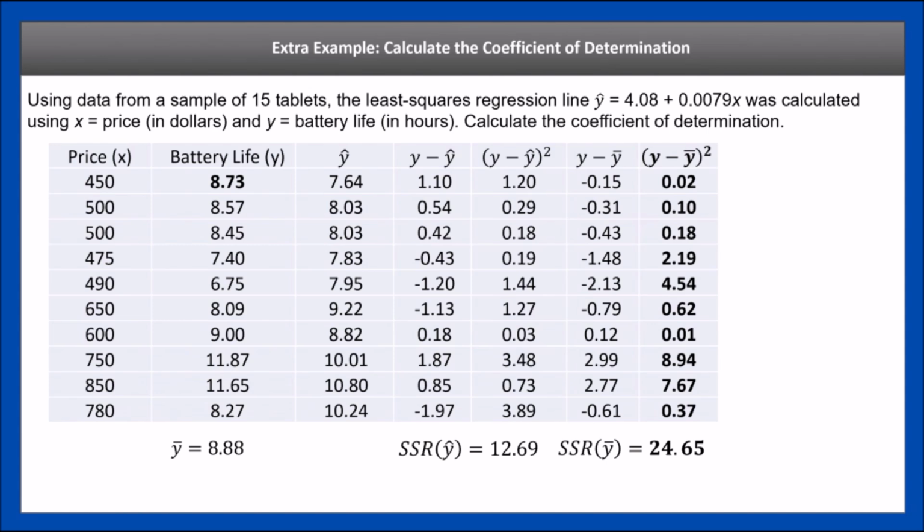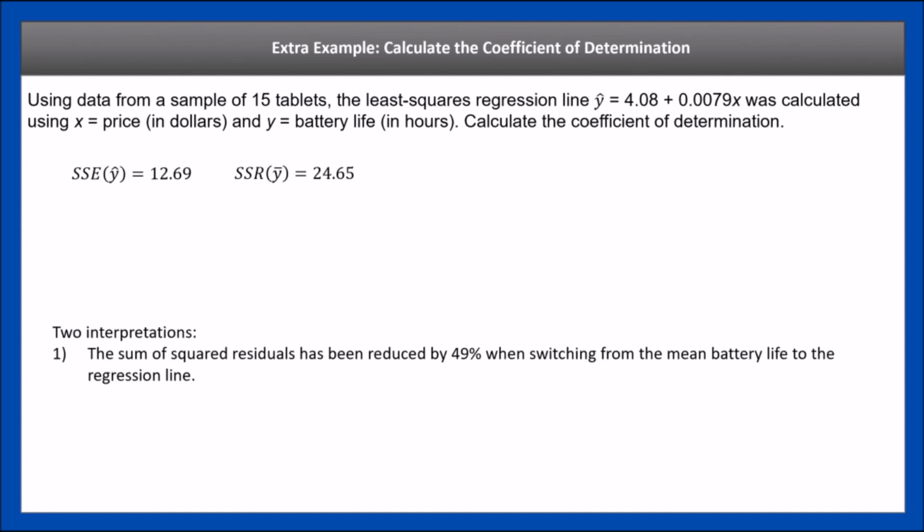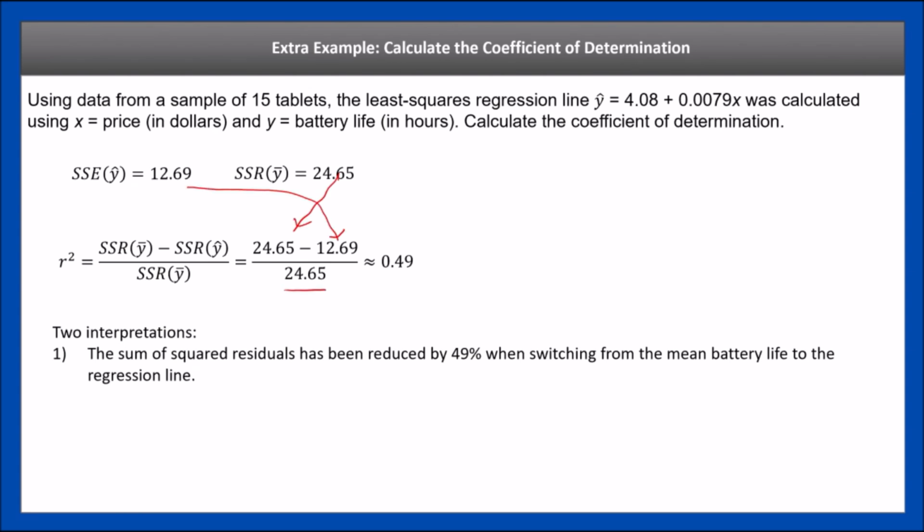All right, so now we know those two values are 24.65 and 12.69. So we're going to plug into my R squared formula, right? We get 24.65 minus 12.69, divided by 24.65. And we get an R squared value of about 0.495. Okay, so it's a roughly 49% decrease.